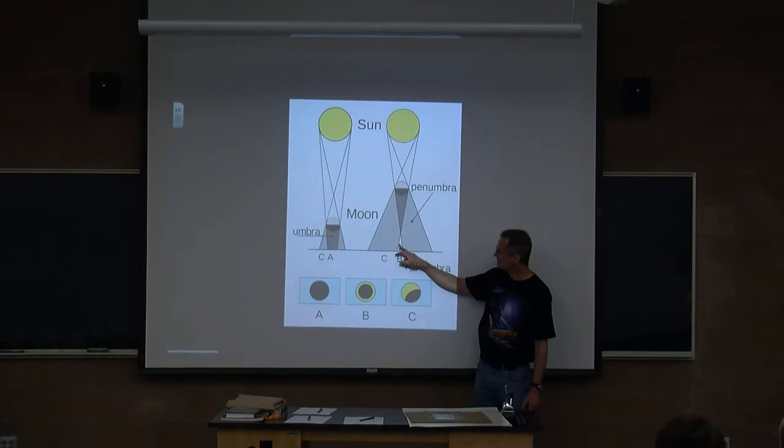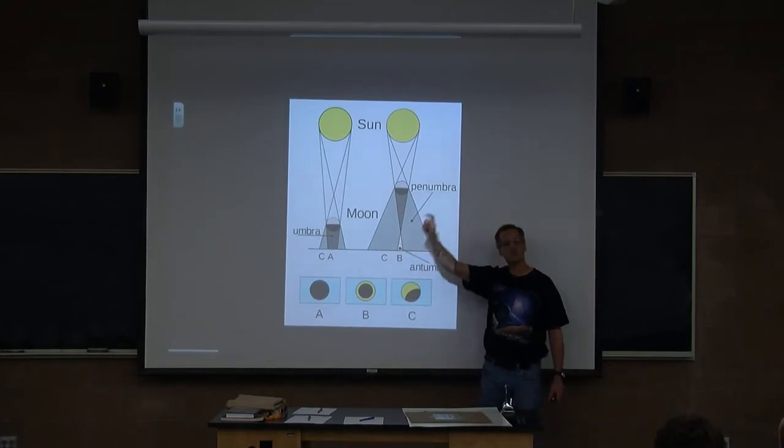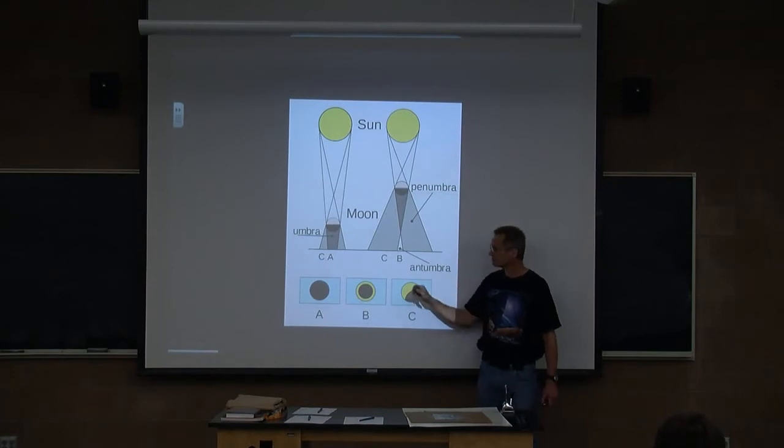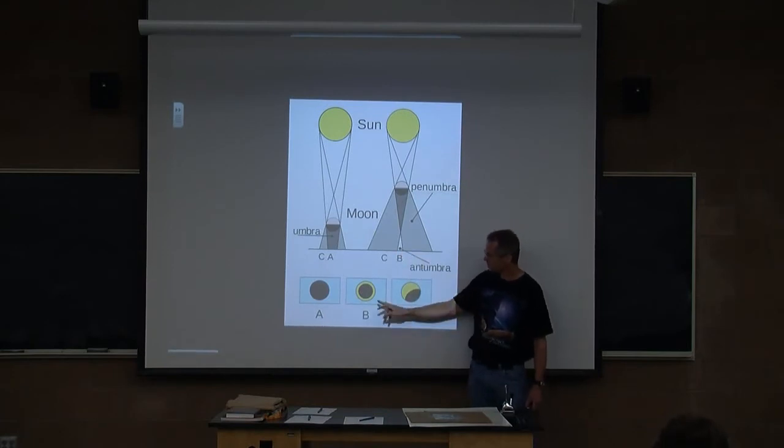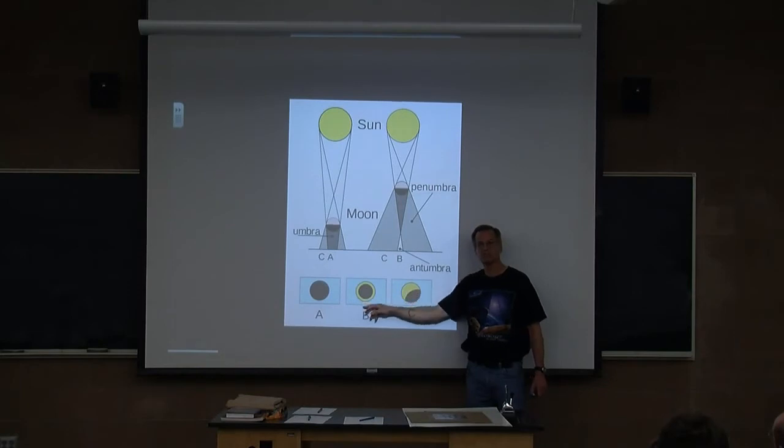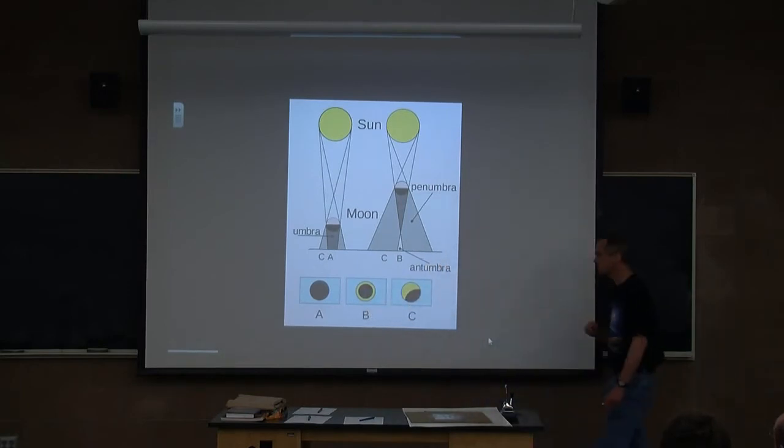And beyond that, in this area, you can see some of the sun all the way around the moon. That area is called the antumbra. If you are in the antumbra, this is what you're going to see: a disk of sun around the silhouette of the moon.